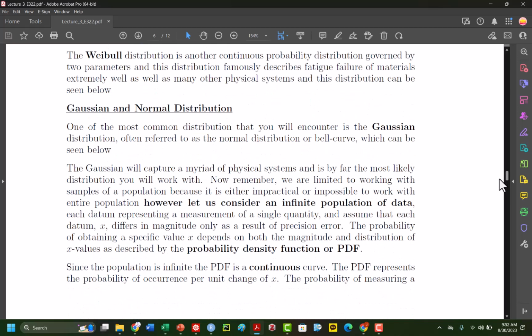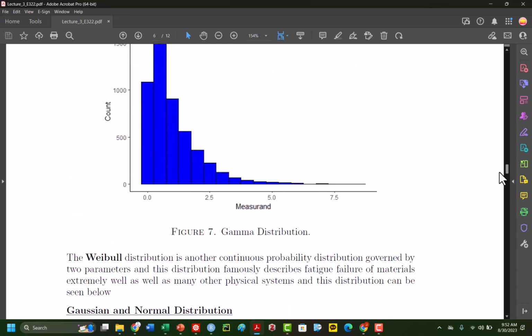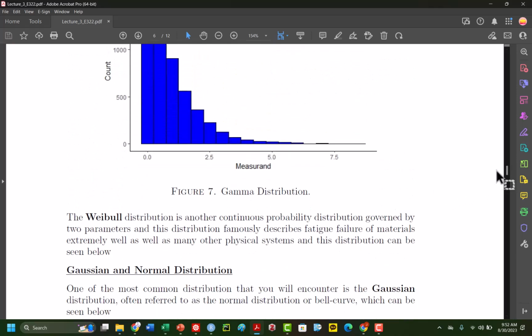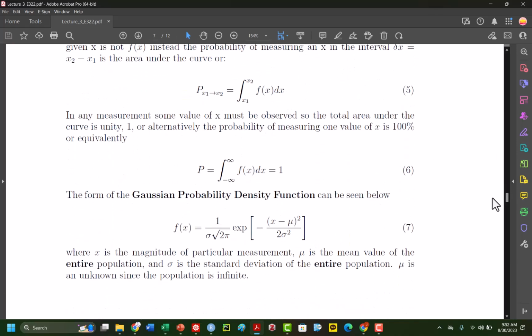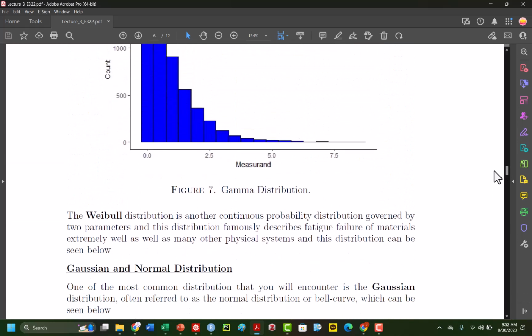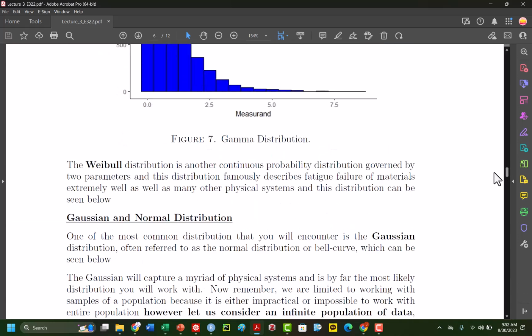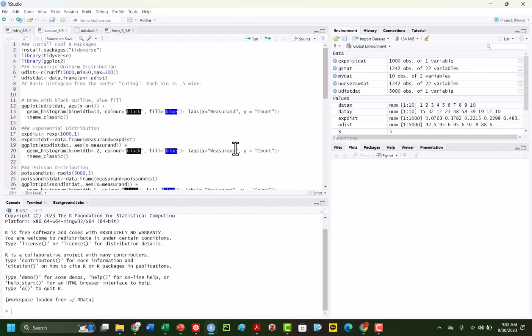Now, before we get into the Gaussian, which is probably the most famous and the most likely distribution that you will encounter, let's get into R.